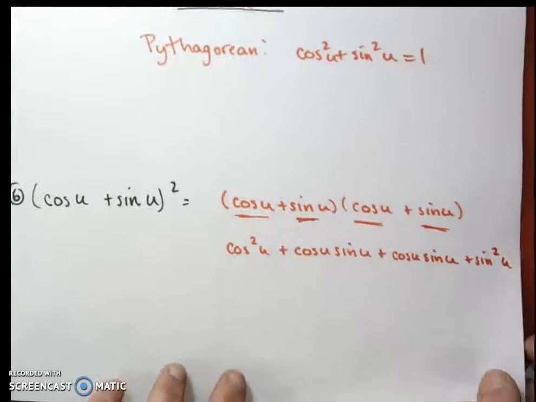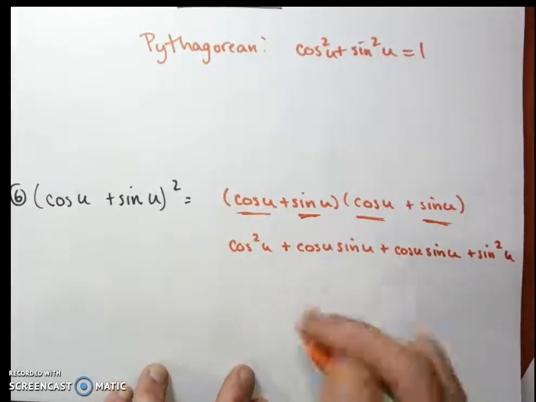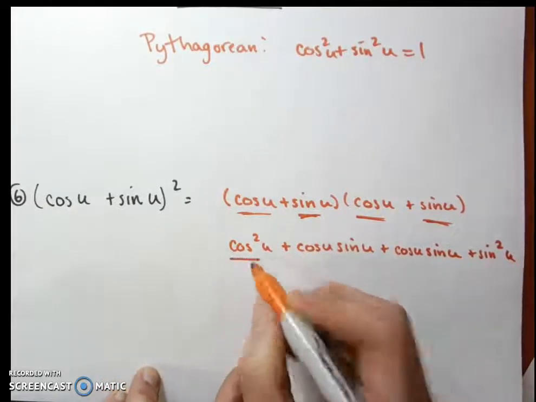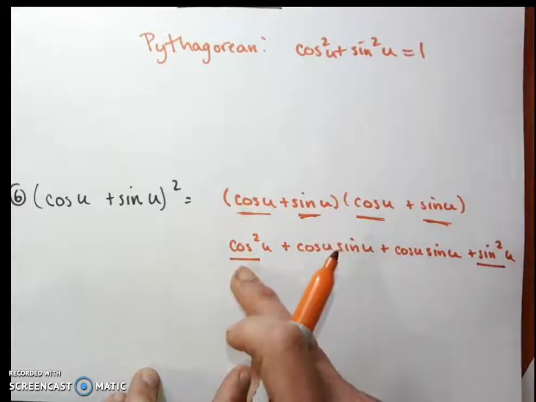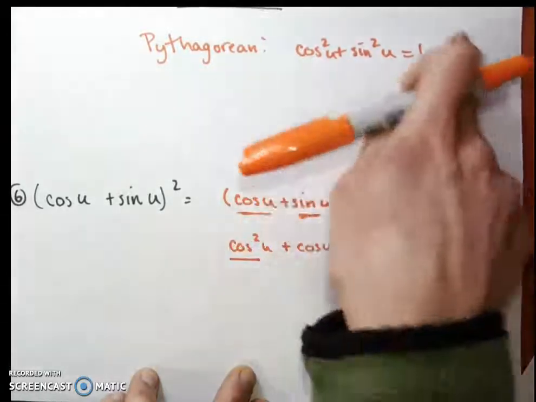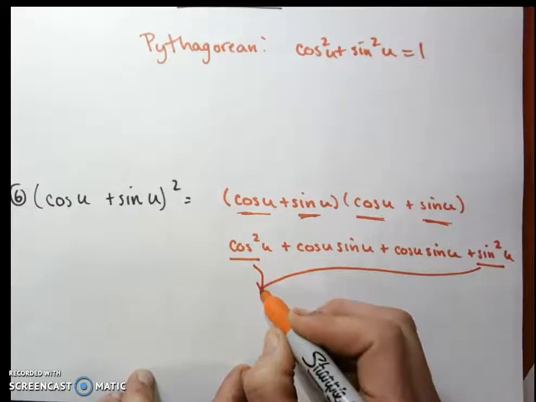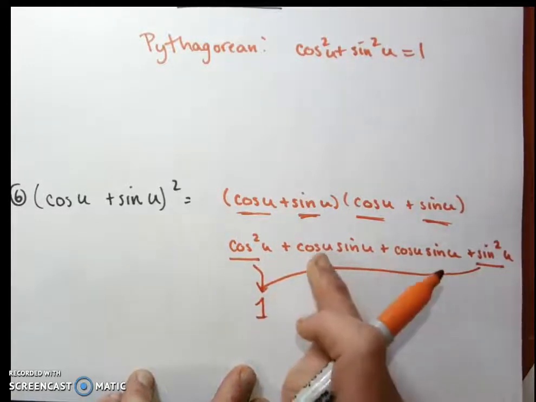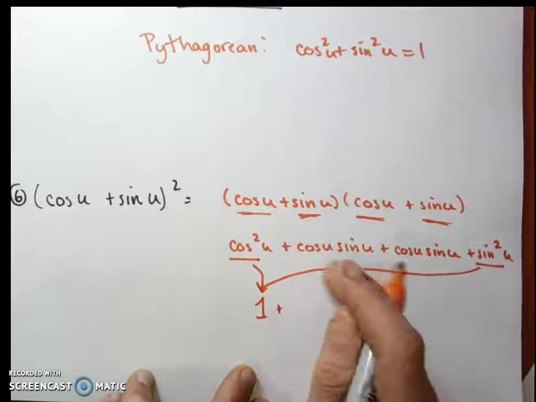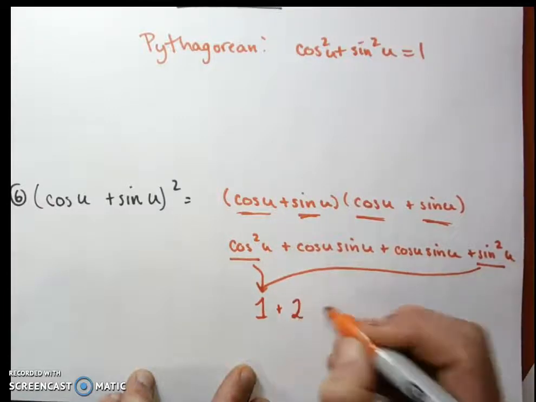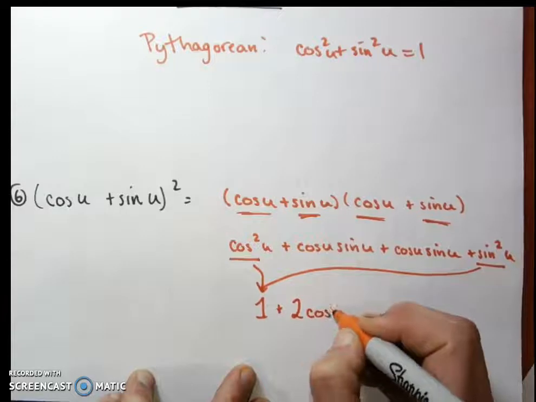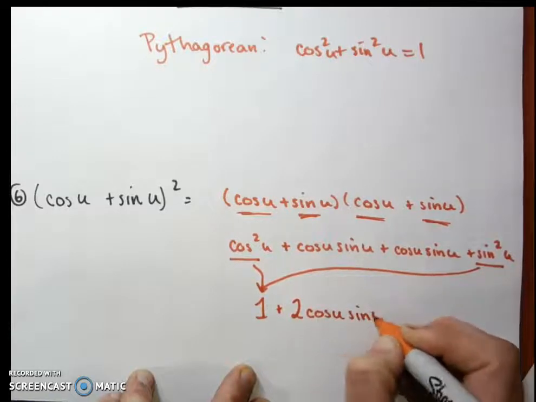So now combining these together, I have a cosine squared and a sine squared. Cosine squared plus sine squared is 1. So those two terms combine and give me 1. These two are the same, so I can combine like terms, and I get 2 cosine u sine u.